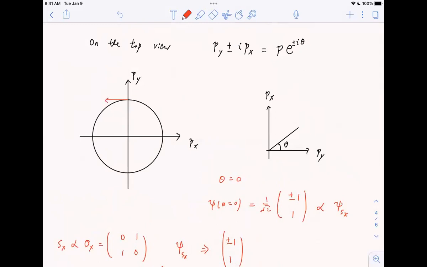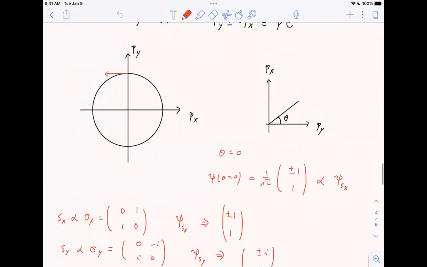So this will be the direction of the spin. Is that okay? Because when theta is 0, the p is py. And when p is py, theta is 0, the spin is in the x direction. Is that okay? So you take the negative direction, it will be this one. Of course, you have another one pointing in the opposite direction for the opposite energy.